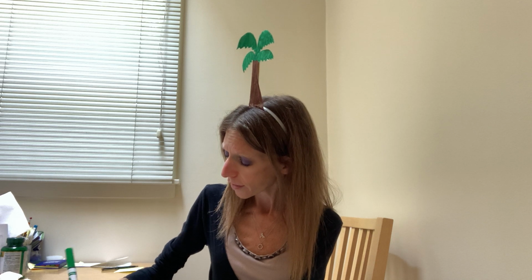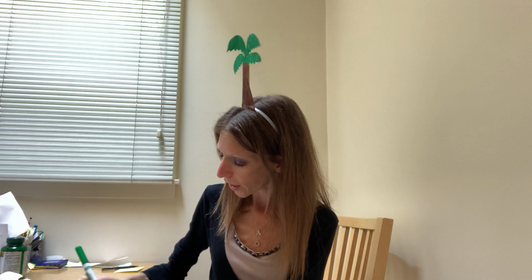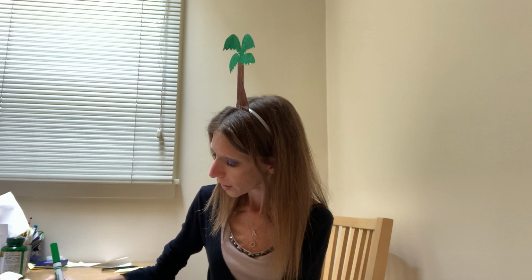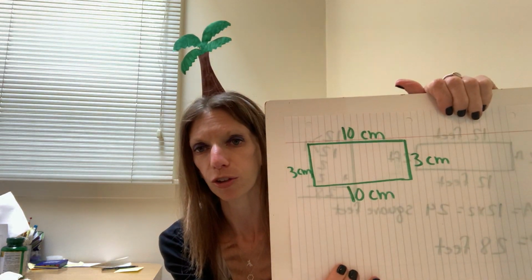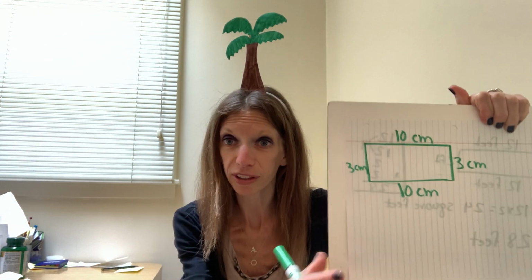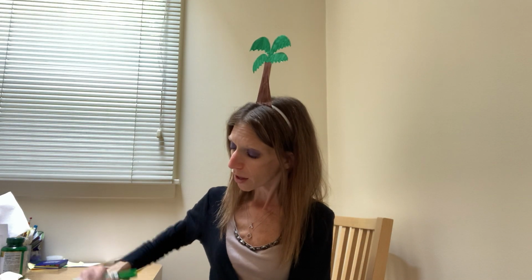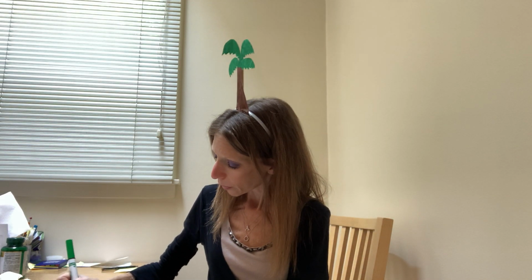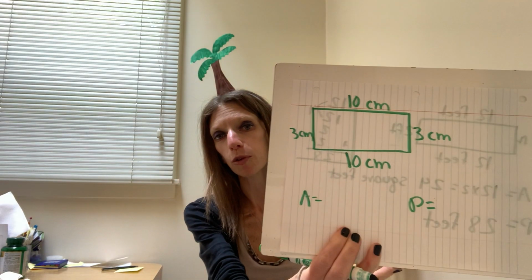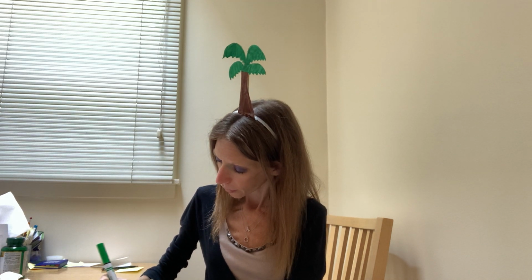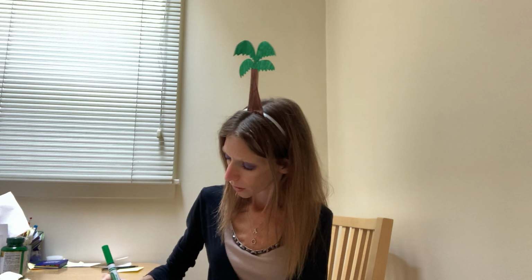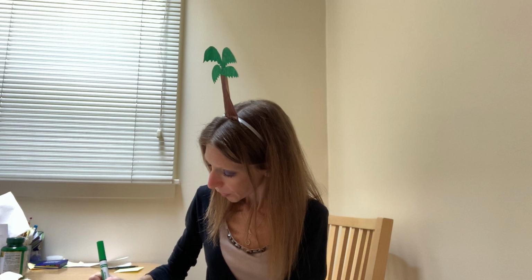So I'm going to say 10 centimeters, 10 centimeters, 3 centimeters, and 3 centimeters. Now, I abbreviated centimeters with the cm, which you guys should know from all our measuring that we've done. So I'm going to find the area and the perimeter. So the area is the length times the width, so I'm going to multiply 10 times 3. So 10 times 3 equals 30, remember, square centimeters.